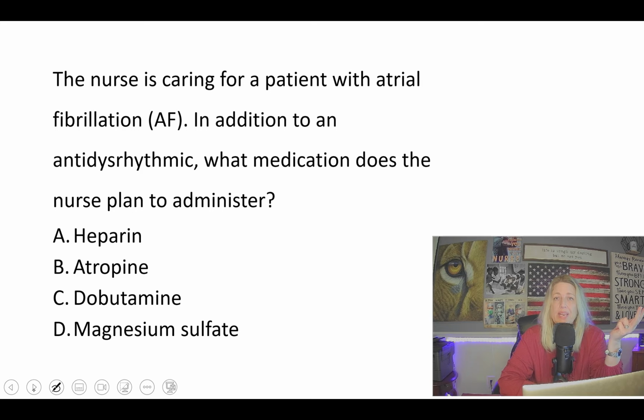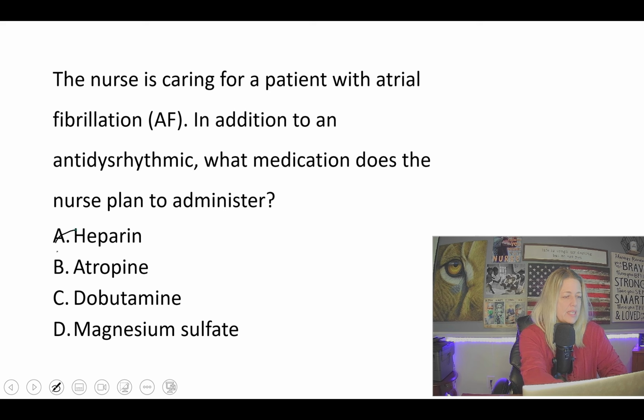Which of these drugs is an anticoagulant? Well, heparin is the only anticoagulant. So you need to remember ACC. Don't let yourself get confused and go, well, maybe we could give them dobutamine. Well, no, we're not giving them dobutamine. That's not how we treat AFib. We treat it with anticoagulants and antidysrhythmics. So the correct answer is heparin.